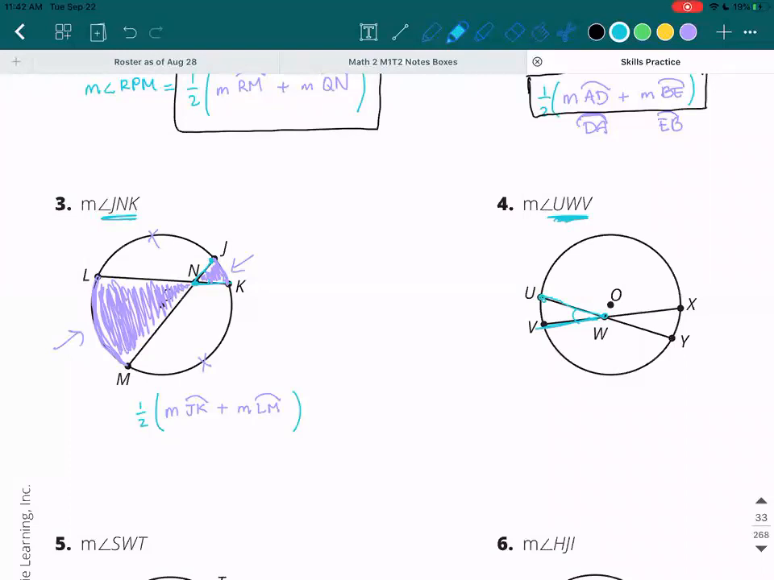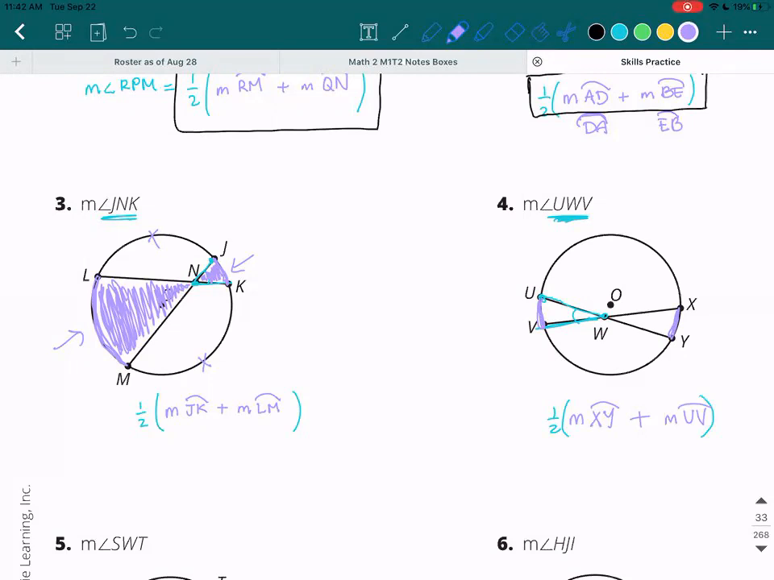XY and UV. Good. Let's write it out. So we have 1/2 the measure of arc XY plus measure of arc UV. Good job. Does it matter which one goes first?